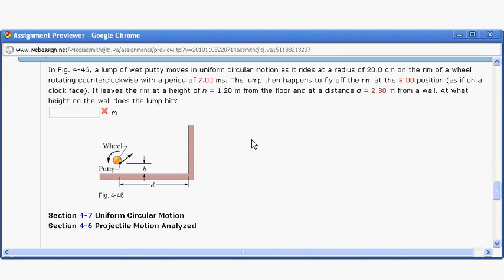All right, question five. This is where we got our lump of wet putty on the wheel. It's riding at a radius of 20 centimeters on the rim of a wheel with some period, and it comes flying off at the five position. Okay, got it.